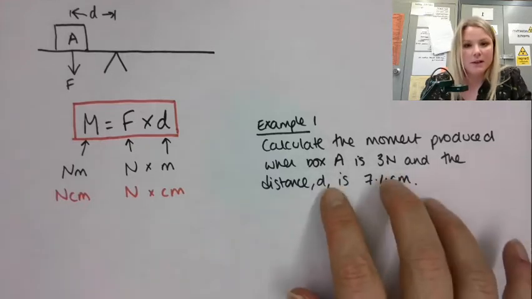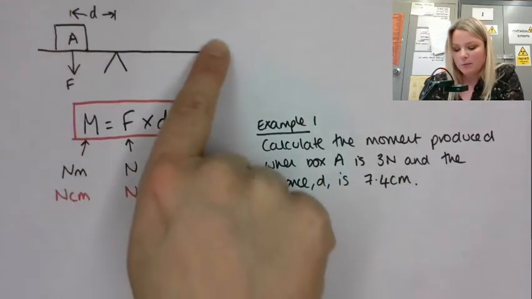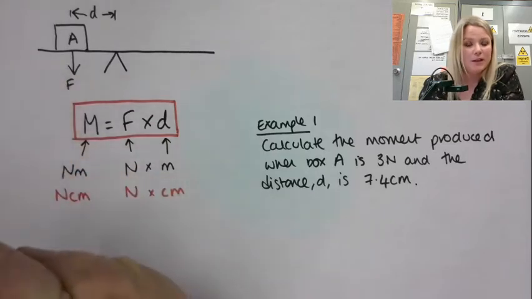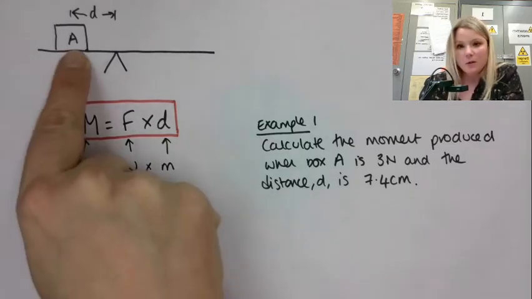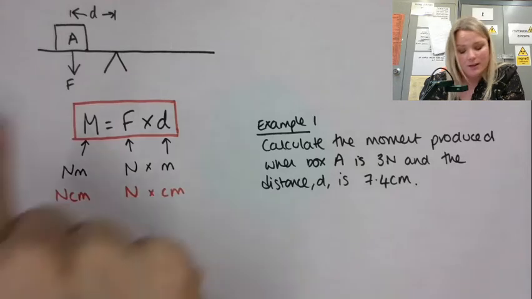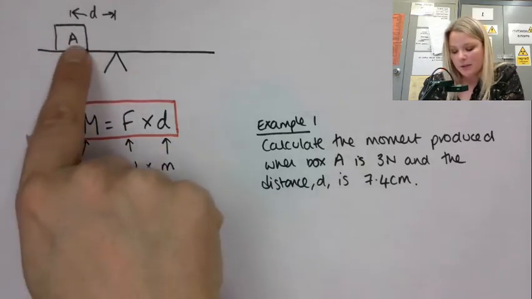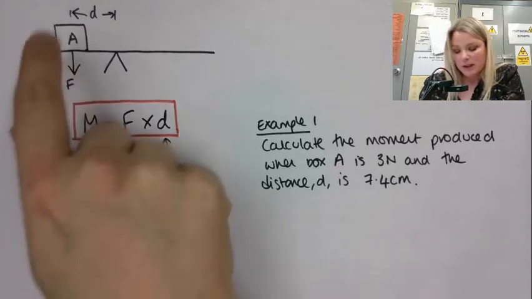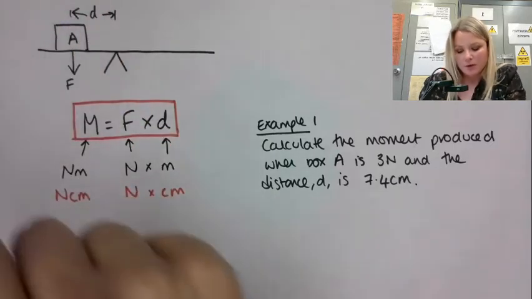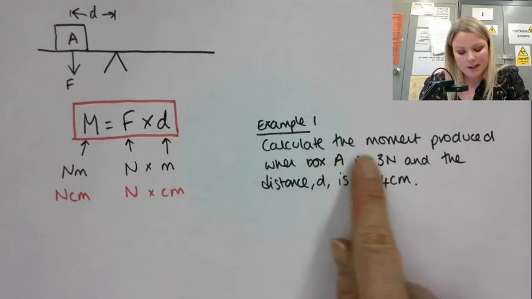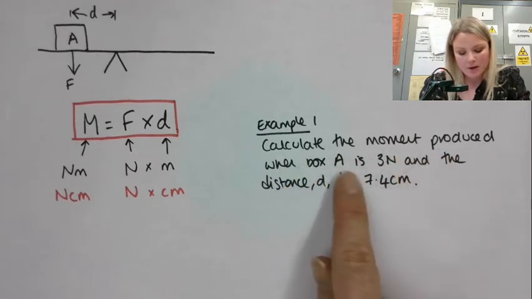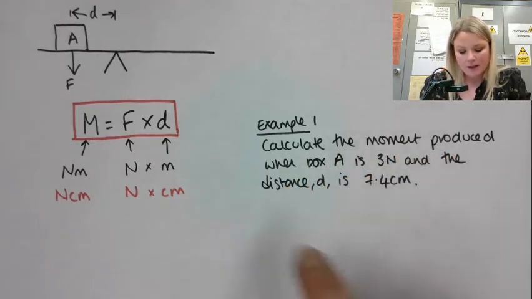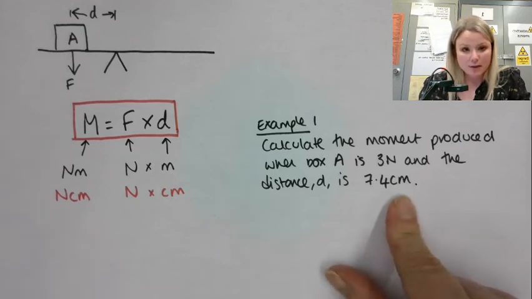So for my examples, I'm always going to be referring back to this diagram because this is the format that your questions are going to be in. So in all these questions that we're looking at today only, we have our object A, and it will have a weight, which is the force acting down the way, and it'll be a certain distance from the pivot. So for our first example, we have to calculate the moment produced when box A is 3 newtons and the distance d is 7.4 centimeters.